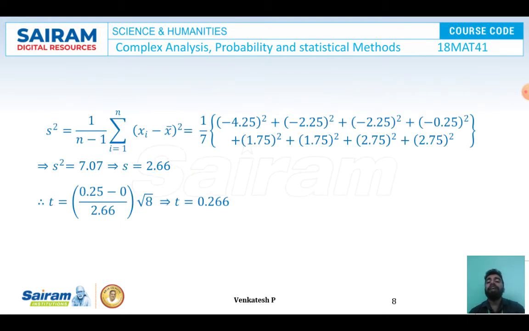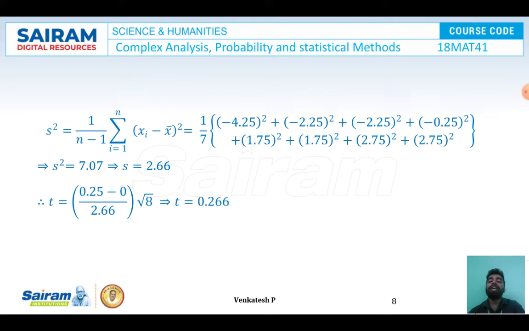Next is the sample variance. The formula is s square is equal to 1 by n minus 1 summation i from 1 to n, xi minus x bar whole square, which is equal to 1 by 7 into minus 4.25 whole square plus minus 2.25 whole square plus minus 2.25 whole square plus minus 0.25 whole square plus 1.75 whole square plus 1.75 whole square plus 2.75 whole square plus 2.75 whole square. After simplifying this equation, we got s square is equal to 7.07 and s will be equal to 2.66.